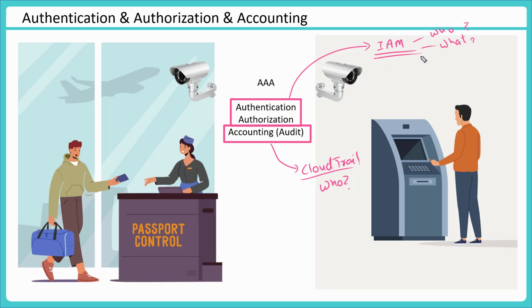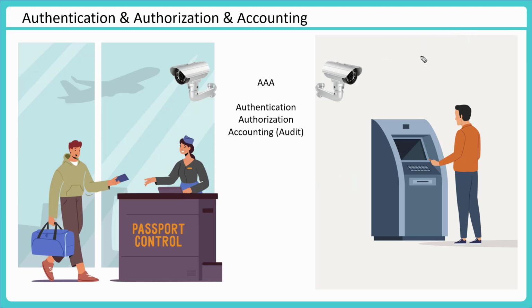So in any system, these three are important aspects: verifying a user, giving them permission, and keeping track of the activity which they have performed.